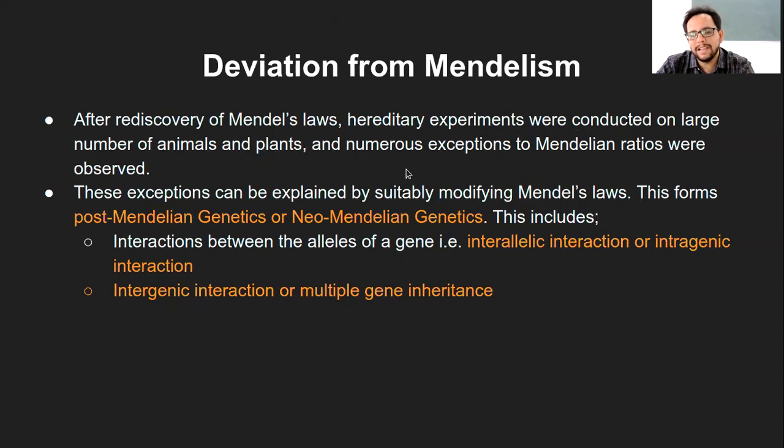And then numerous exceptions to the Mendelian ratios were observed. So the Mendelian ratio in the monohybrid cross: genotype ratio was 1:2:1, phenotype ratio was 3:1, 3 being dominant, 1 being recessive. And genotype ratio 1 homozygous dominant to 2 heterozygous to 1 homozygous recessive. So those ratios were not maintained in some of the animals and plants, and these were the exceptions.